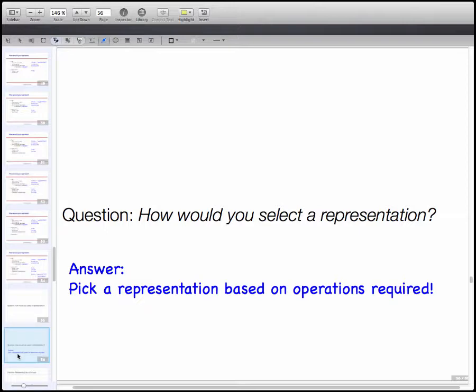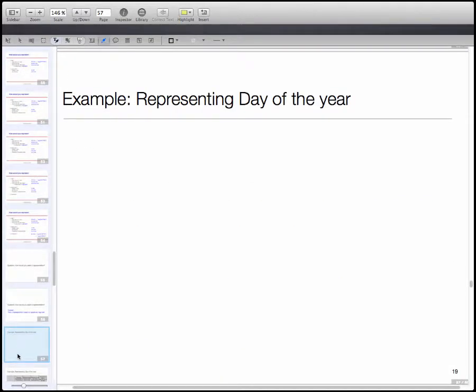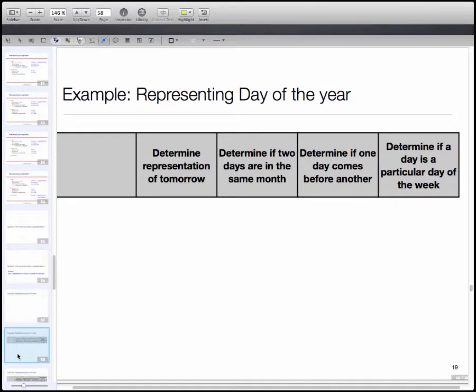So let's take an example. Go back to this thing where I'm representing day of the year. There are many possibilities of that representation, and there are many possible operations. Let's imagine I'm making a system which has to do these operations. Given the representation for today, it has to find the representation for tomorrow. That's one operation. Another operation: you give me 2 days of the year in their binary representation, and I want the system to tell me whether they are in the same month.